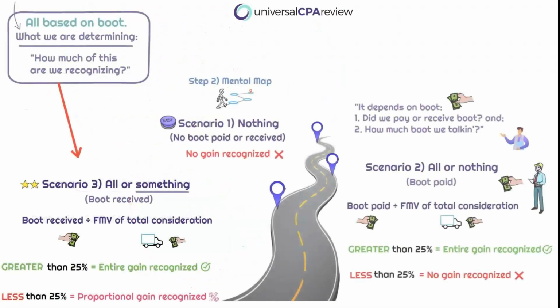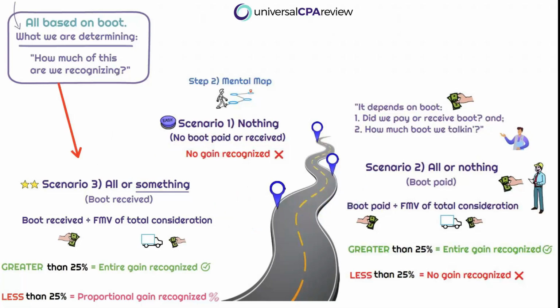Okay, so moving on into the 25% test. Now we are shifting our attention over to boot. When it has commercial substance, no boot is considered, right? Because the entire gain has been realized and that entire amount has been recognized. But now we're considering boot. And here's the deal. We have 3 scenarios for recognizing gains. Scenario number 1 is our nothing scenario. Scenario number 2 is all or nothing. And scenario number 3 is all or something.